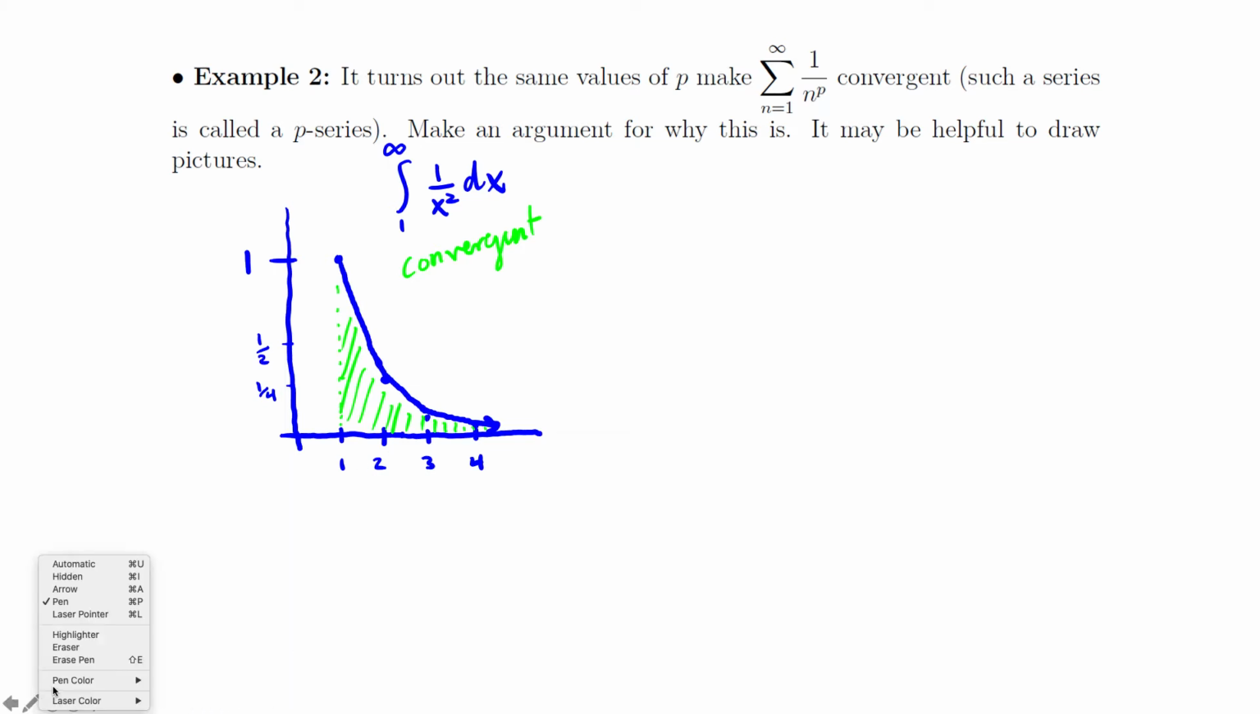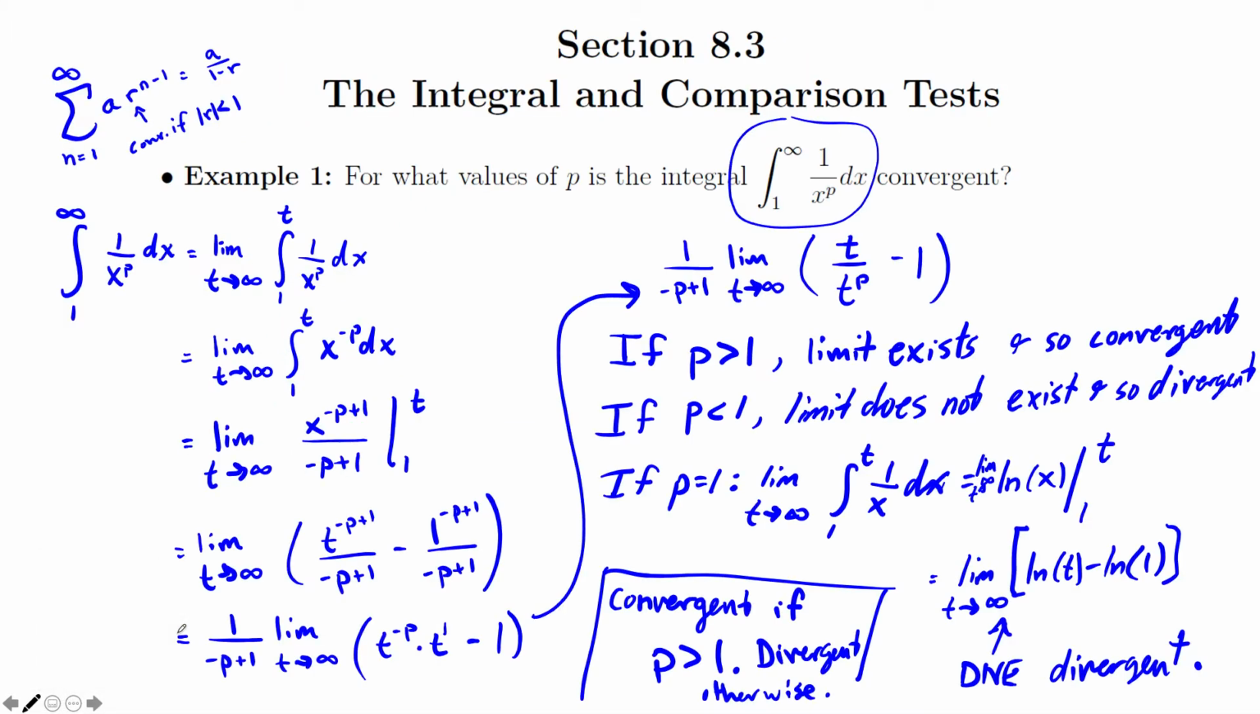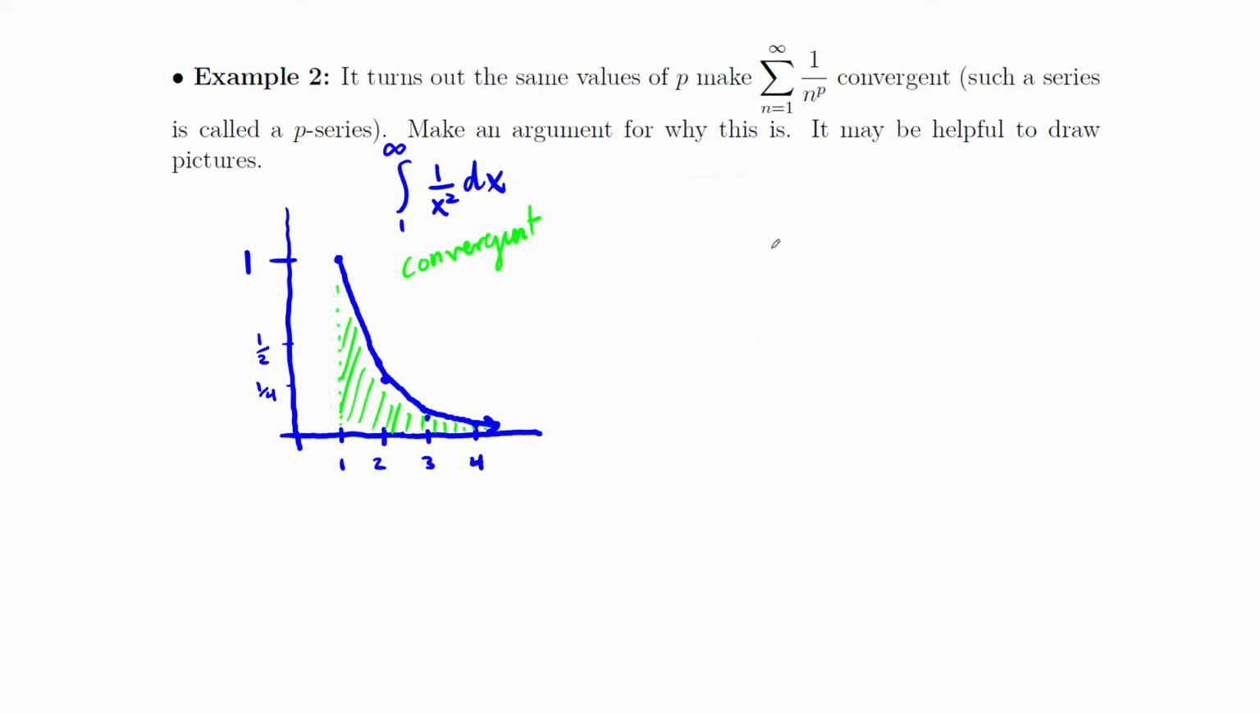Now I'm going to draw one more picture, and it's going to be of something that I know is divergent. Okay? So in all our work here, when p was equal to 1, it was divergent, right? So I'm going to go ahead and sketch, instead of 1 over x squared, 1 over x this time. All right, so here's a 1, 2, 3, 4. Put 1 about the same spot.